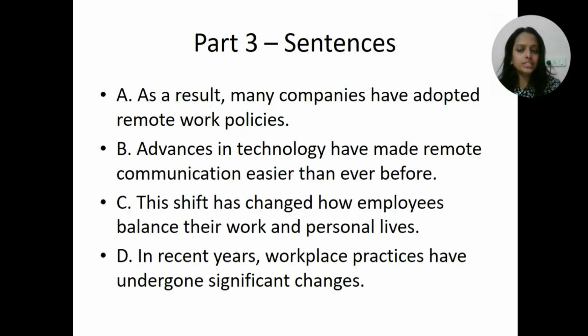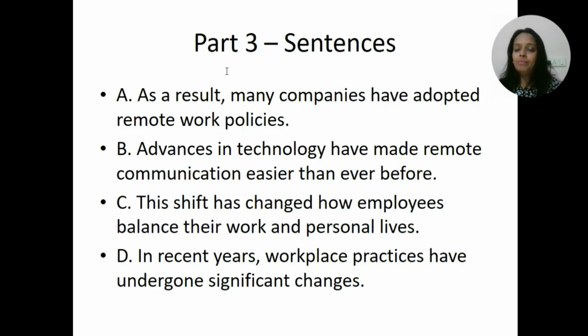Then what is the result? Companies adopt remote work. So A comes next. And then what is the impact? C. This shift has changed how employees balance their work and personal lives. So the correct order is D, B, A, and C. Got it? So D introduces the topic, B introduces the cause, A shows the result, and C gives the impact. And this is how you should think in the exam, not randomly, but logically.